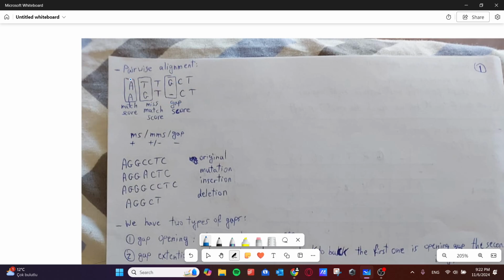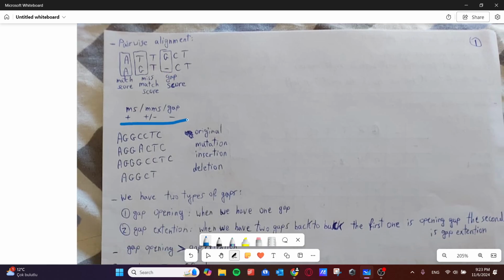When we align the same character, this is called match score. Different characters we call it mismatch score, and a character with gap, this is called a gap score. I don't know if this information is important, but the match score is always positive. The mismatch score could be positive or negative, and the gap score is always negative.